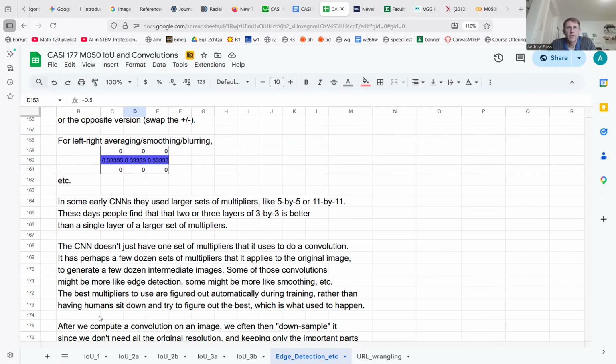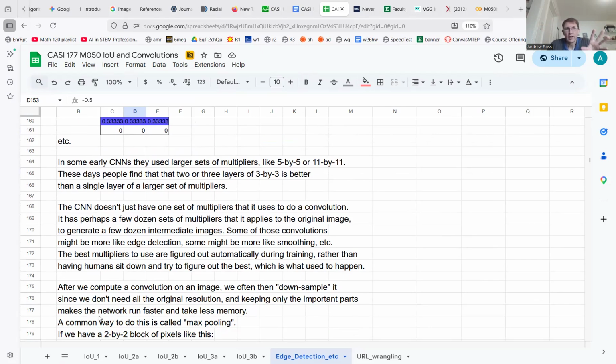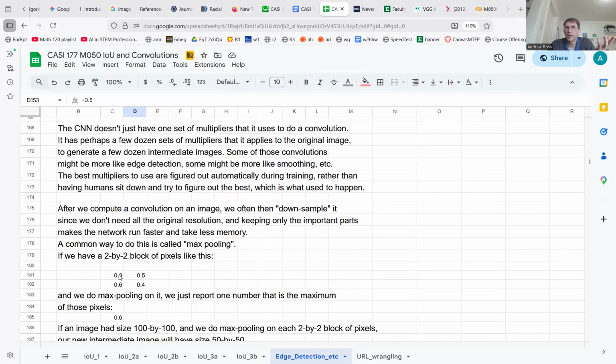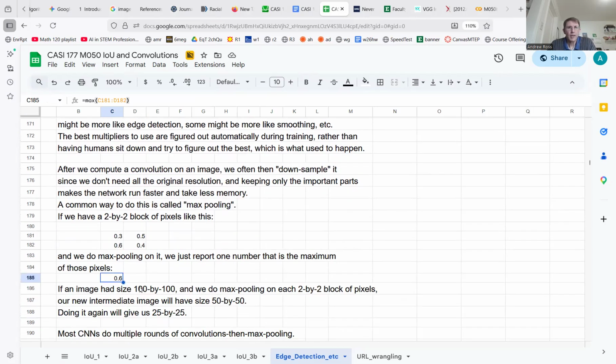After we compute a convolution on an image, we often then downsample it since we don't need all the original resolution, and keeping only the important parts makes the network run faster and take less memory, which is good. A common way to do this is called max pooling. So if we had a 2 by 2 block of pixels in an intermediate image like this, like 0.3, 0.5, 0.6, 0.4, and we do max pooling on it, we just report the number that is the maximum of those, which is 0.6 in this case. So that might be saying this is what was standing out the most as an edge.